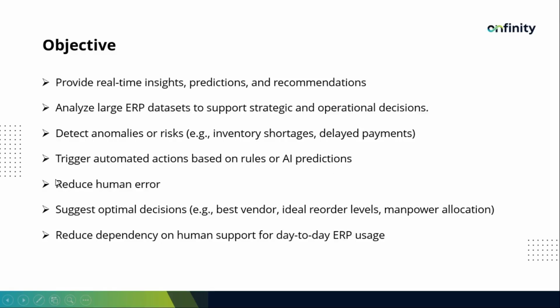It basically helps to reduce human error and to suggest optimal decisions, such as what the best vendor should be, what the ideal reorder levels should be, and how manpower should be allocated to a particular task, if we speak in ERP terminology. These are a few examples of what AI can assist with using the AI assistant on a particular screen. It can also reduce dependency on human support for day-to-day ERP usage.